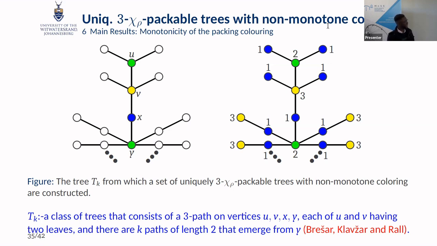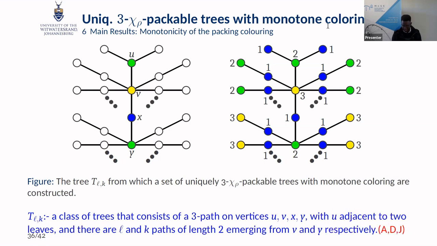But if you check, the number of threes will now be what? Bigger than the number of twos. So you now have that it's not monotone, even though the coloring is a uniquely three-tidal packable pattern, it is not monotone. And then if you look at this other one, we extended their version and established another one that will now be monotone.